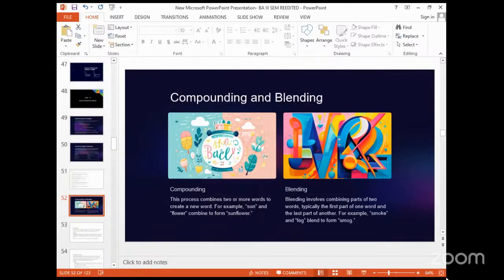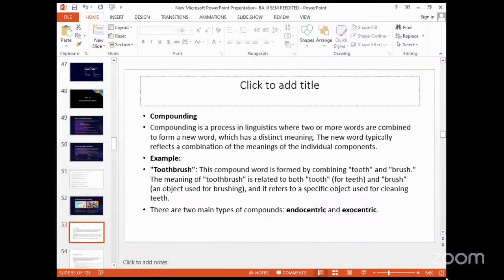Now blending. What is blending? Blending involves combining parts of two words, typically the first part of one word and the last part of another word. For example, smoke and fog blend to form smog. I think you also remember a few examples, when we combine breakfast and lunch, we call it brunch, isn't it? And I even remember one word, romcom, from romantic and comedy, right? Then melodrama, from melody and dramatic, and so on. So they're a kind of blending. I mean, we get new words out of blending, right?